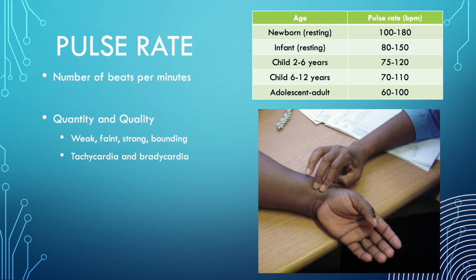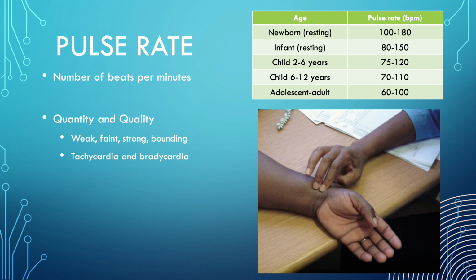We have a table on this slide that breaks down the average pulse rate for people in a variety of different ages. I would highly recommend being familiar with that chart. But in adolescents and adults, we expect a range between 60 and 100 beats per minute. If they have a faster heart rate, or more than 100 beats per minute, that's considered tachycardia. A slower than normal heart rate, or less than 60 beats per minute, is bradycardia.